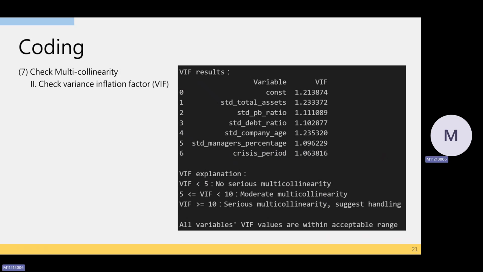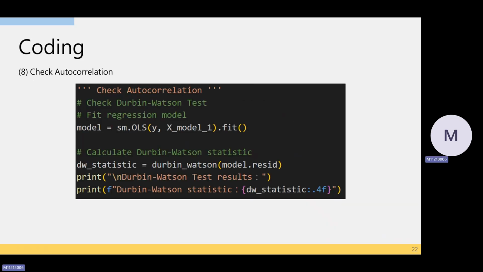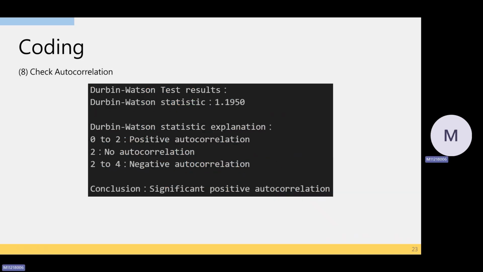We usually want the VIF are less than 10. And we can see the VIF only 1.1, 1.2. So all variables VIF values are within acceptable range. And we check autocorrelation by Durbin-Watson test. We can see my data has a significant positive autocorrelation. And it is because my data is like a panel data. So the residuals will have some relationship.